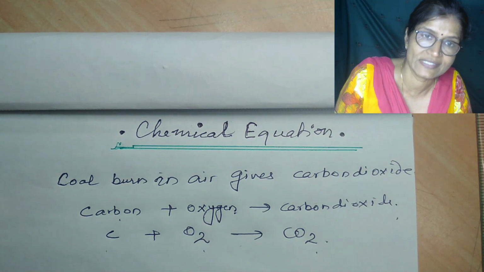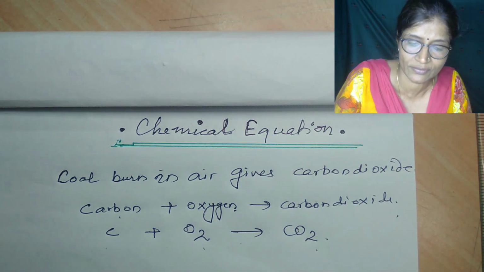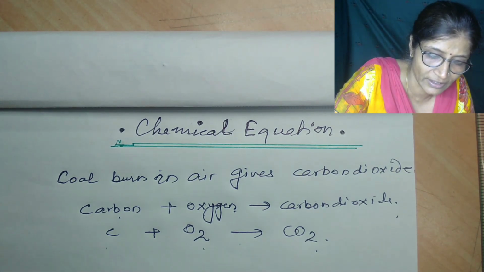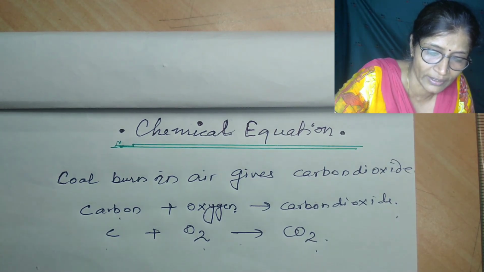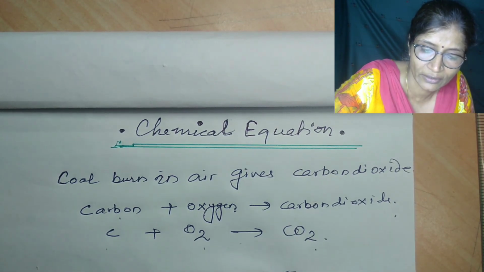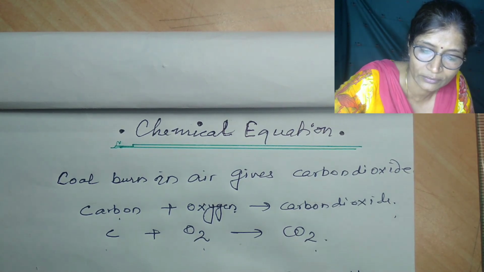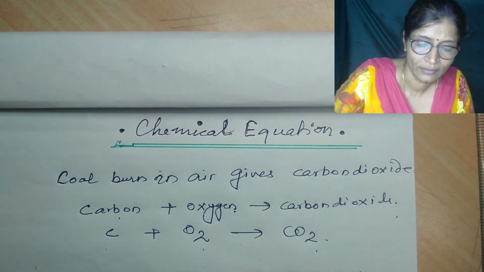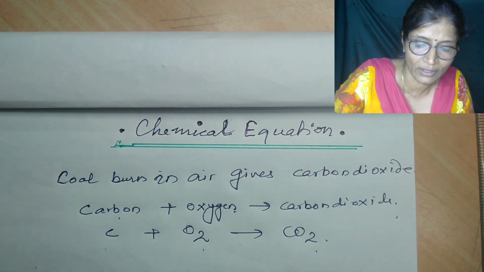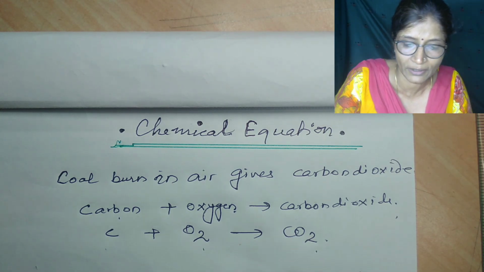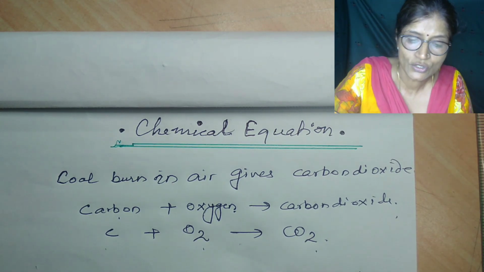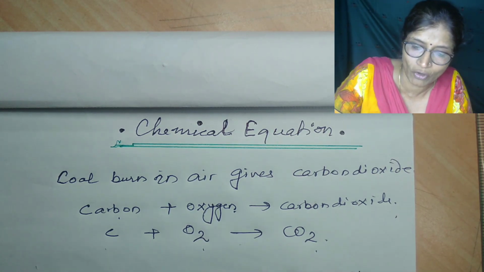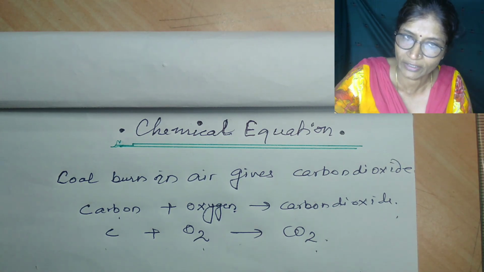In the same way, if I say that zinc reacts with hydrochloric acid and gives zinc chloride and hydrogen, how will I write the equation? Zinc reacts with hydrochloric acid and gives zinc chloride plus hydrogen. Okay, so the substances which participate in the reaction are known as the reactants. We write reactants on the left side of the equation, and the products which are formed on the right side of the equation.